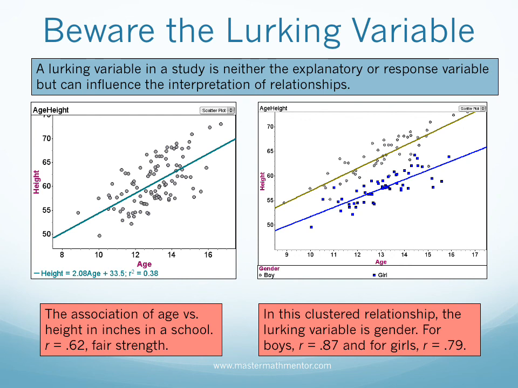But when we examine the data further with the lurking variable of gender, we see that our original data was really in two clusters, one for boys, one for girls. If we do linear regression for each, our R values are much stronger at 0.87 and 0.79.